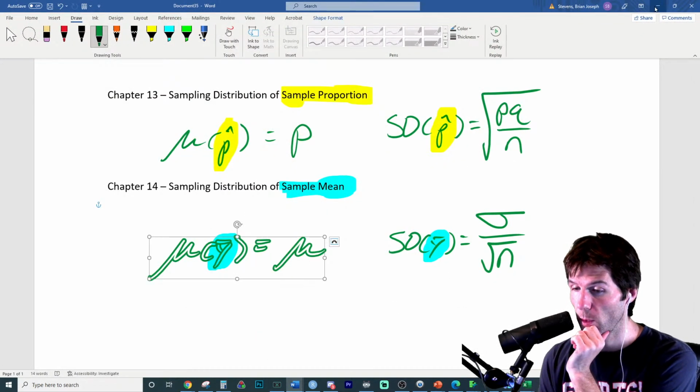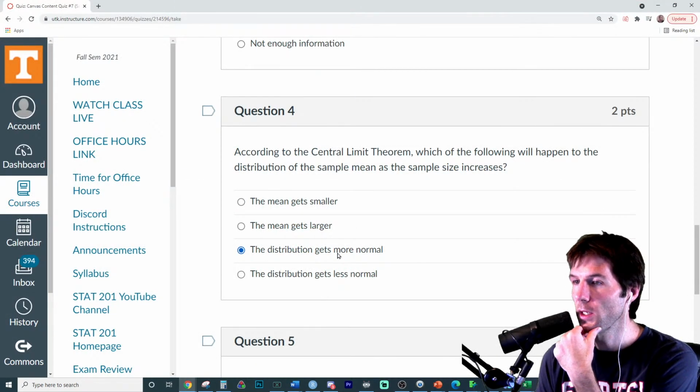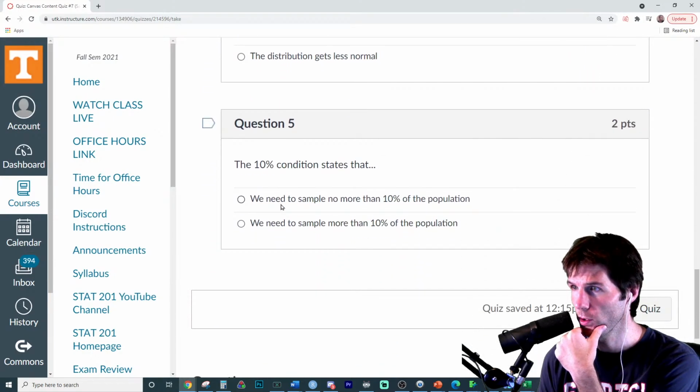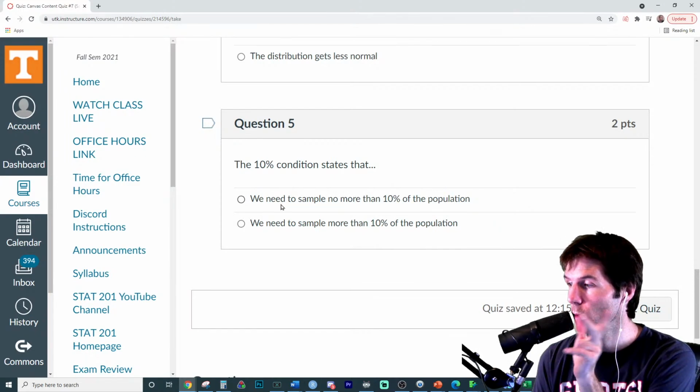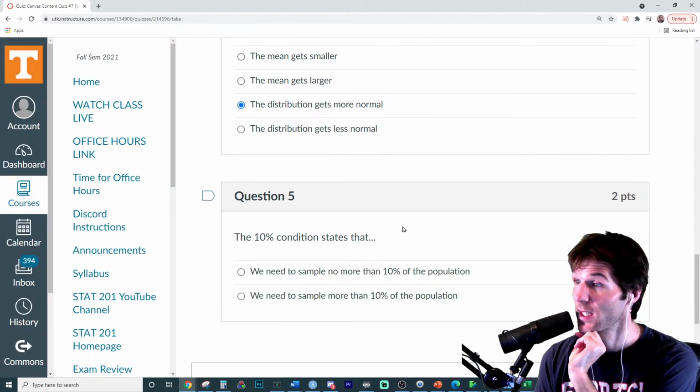The standard deviation gets smaller by a factor of square root of n. That almost caught me. I was like, wait, what's wrong right here? The distribution will get more normal, and the standard deviation will get smaller. Good trick right there. More normal, yep. It's going to get more normal as sample size increases.